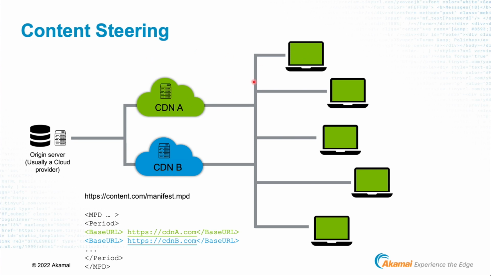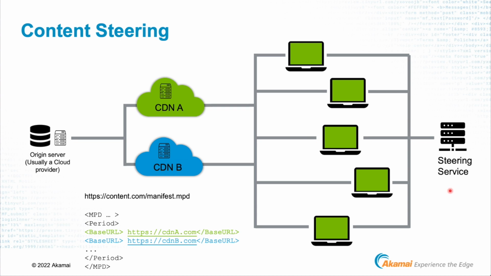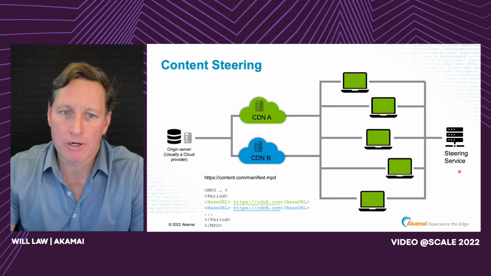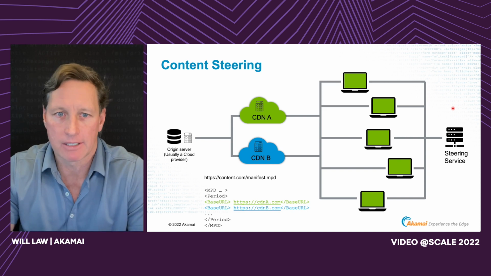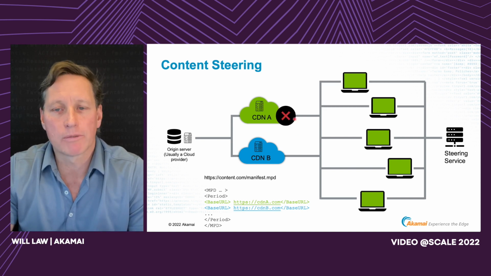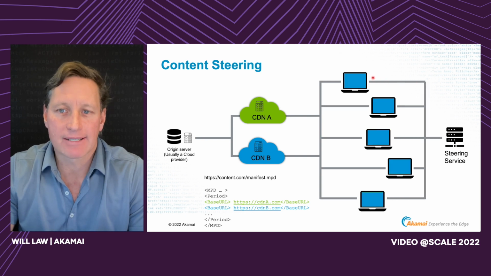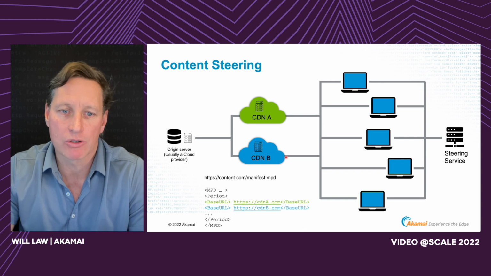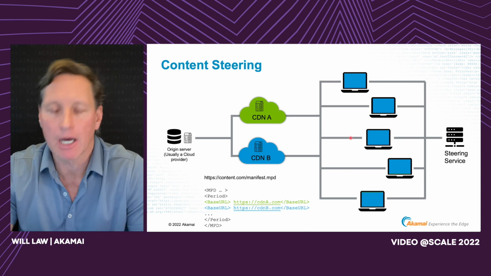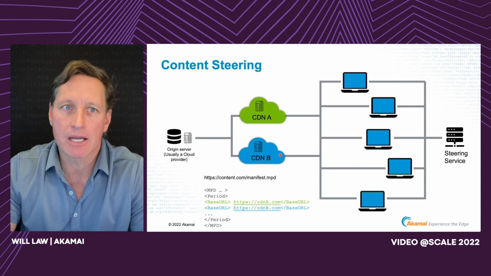So say we have a population of players that have a choice between two CDNs, A and B, both advertised with base URLs. I now connect them to a steering service. This is a third-party service that's independent of the manifest but is referenced within the manifest. Now, if there's a slowness or a problem with CDN A, my steering service sends out a signal and all of my connected players, at the same time or at a staggered interval, depending how we want to do it, will switch over to CDN B.